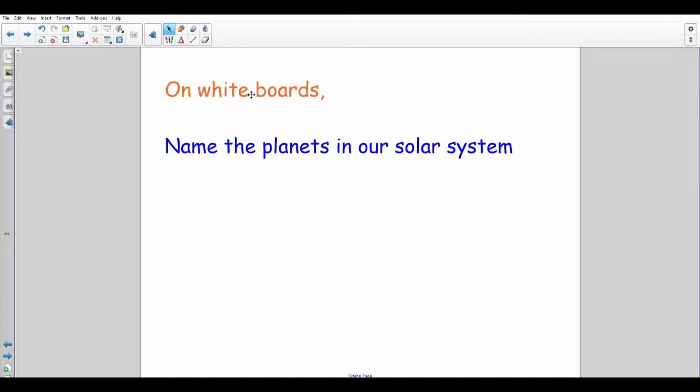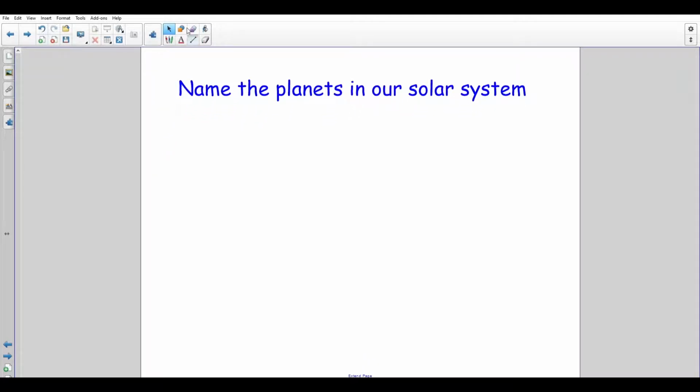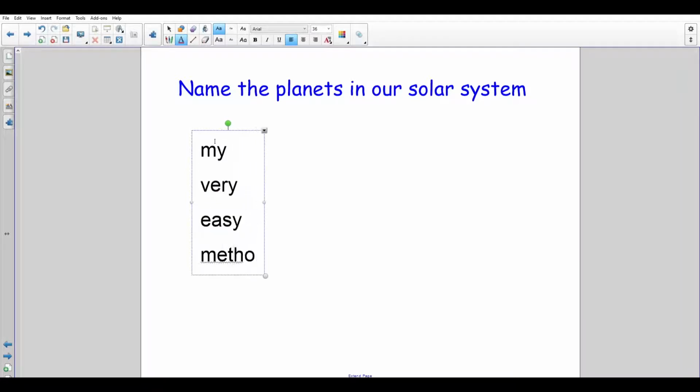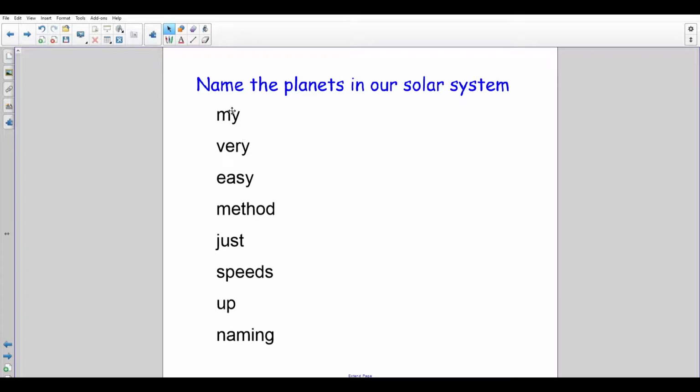So what I want to do now, obviously can't do so many whiteboards, but you should be able to name all the planets, I'm sure. So you might have heard of things in school like my very easy method just speeds up naming. Okay, so you've done this in primary school or in year 7. So these represent the names of different planets. So we've got here Mercury, Venus, Earth, Mars, Jupiter, Saturn, Uranus and Neptune. So they're the 8 planets that we have in our solar system.